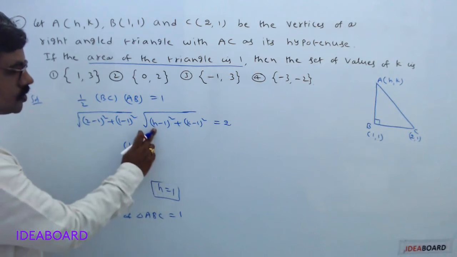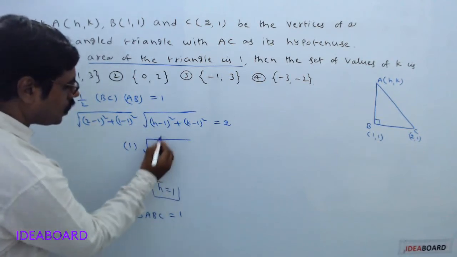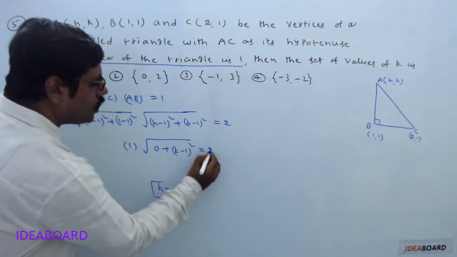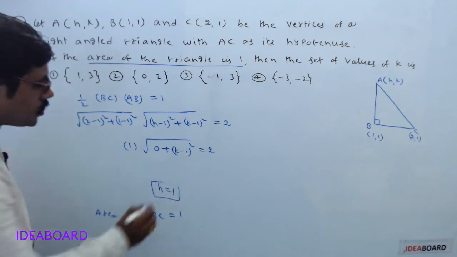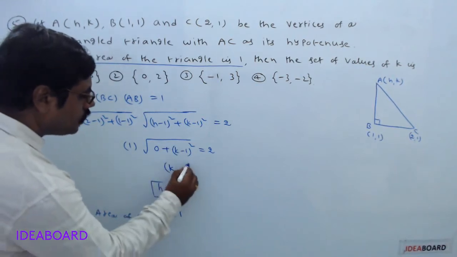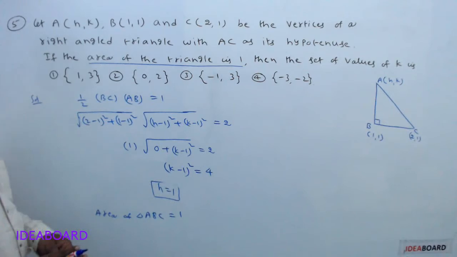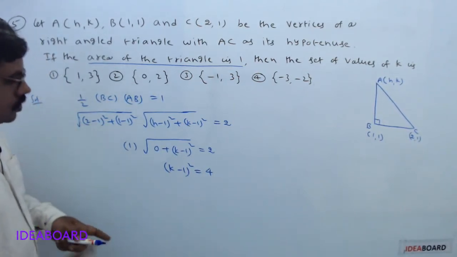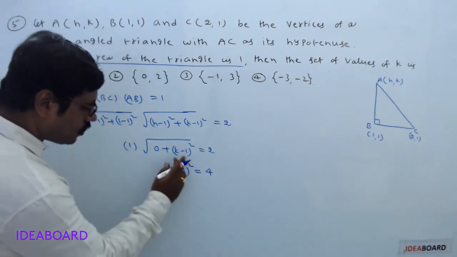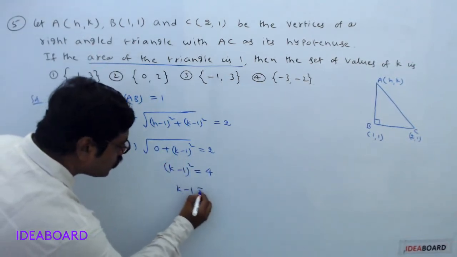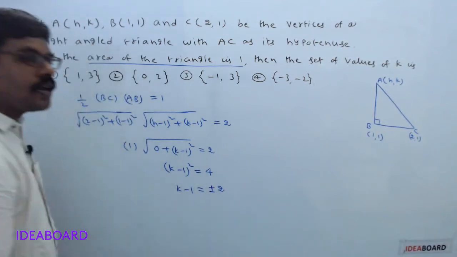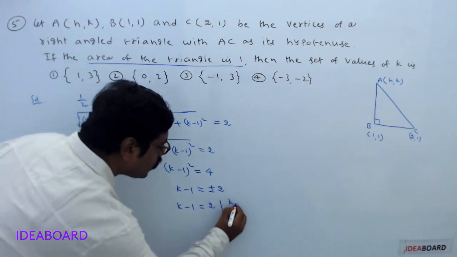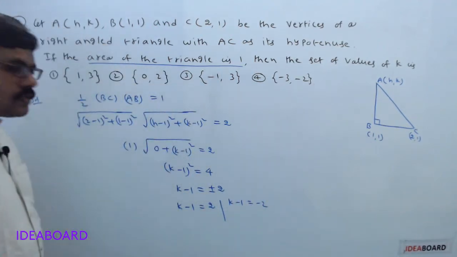What is your h value? H value is 1. So root of this term will be 0 plus (k minus 1) whole square equal to 2. Squaring on both sides, from this equation, (k minus 1) whole square equal to 4. From this k minus 1 equal to plus or minus 2. So k minus 1 equal to plus 2, k minus 1 equal to minus 2.